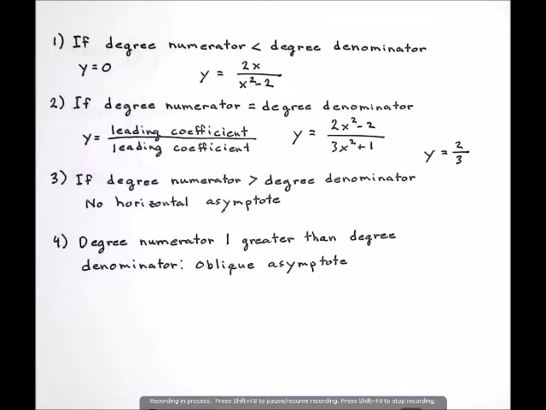Next, if the degree of the numerator is greater than the degree of the denominator, we have no horizontal asymptote.